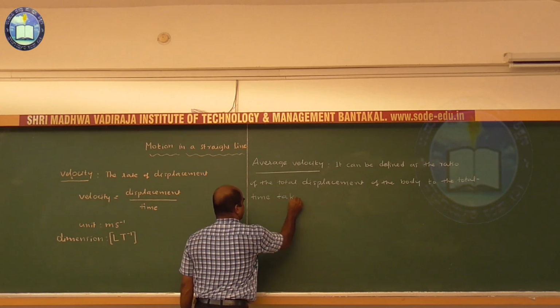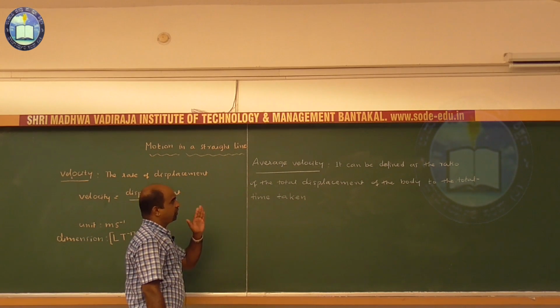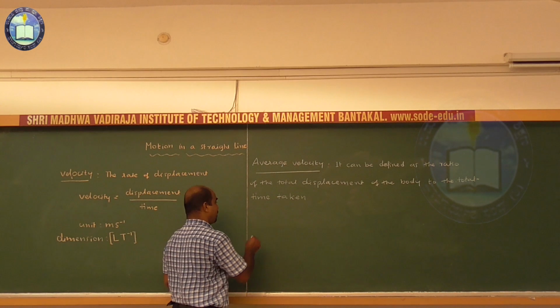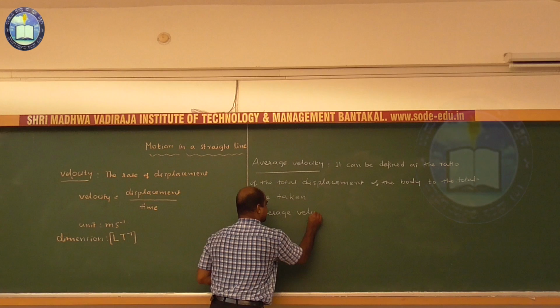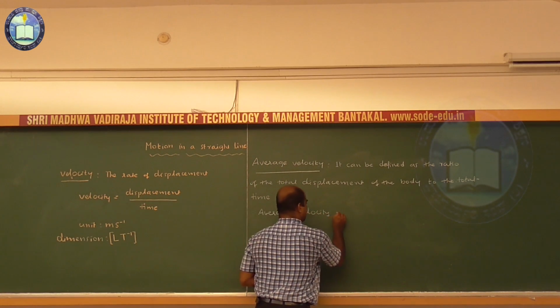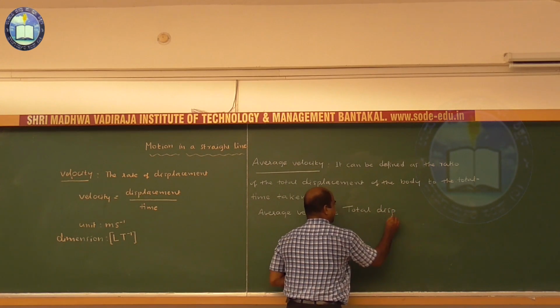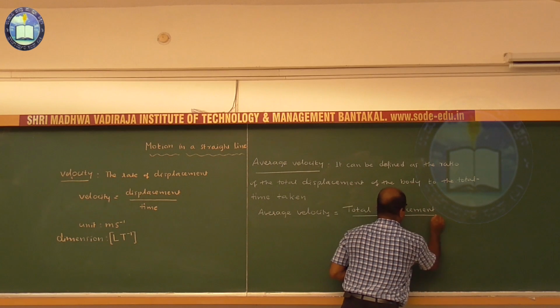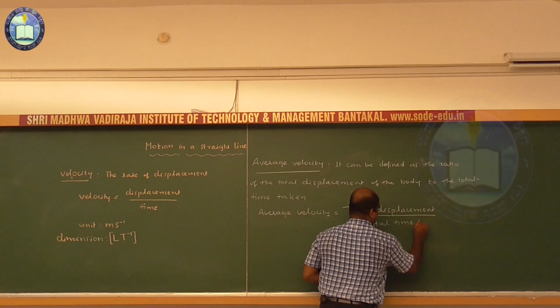That is, the average velocity of a moving body can be defined as the total displacement of the body divided by the total time taken. That is, average velocity is given by total displacement divided by total time taken.